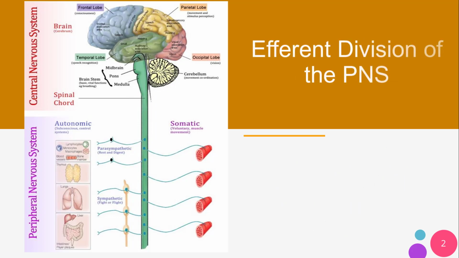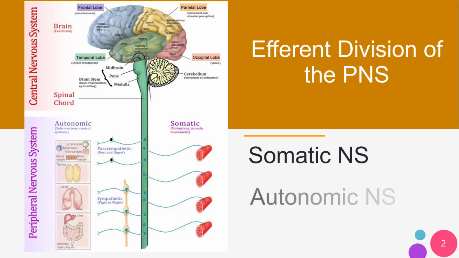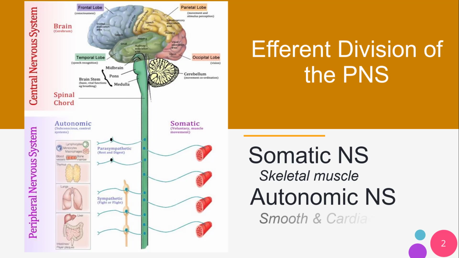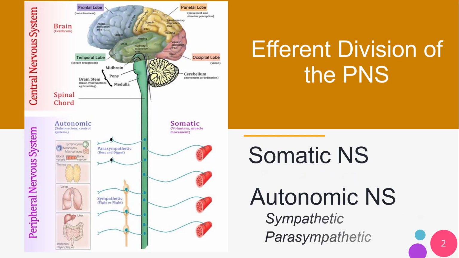The efferent division of the PNS can further be divided into the somatic nervous system and the autonomic nervous system. The somatic nervous system is what controls the skeletal muscle contractions, either voluntary or involuntary, like our reflexes. The autonomic nervous system is going to control subconscious actions such as contractions of smooth and cardiac muscle and glandular secretions. The ANS can either be sympathetic or parasympathetic.